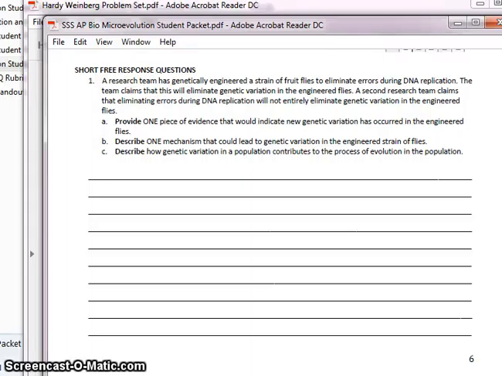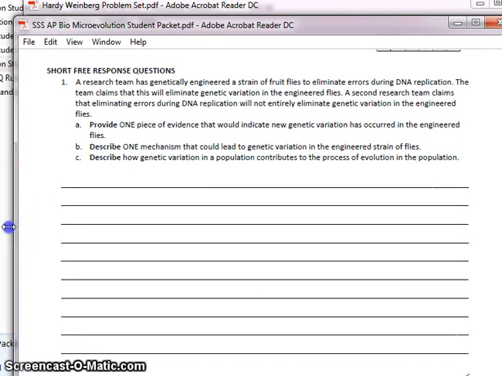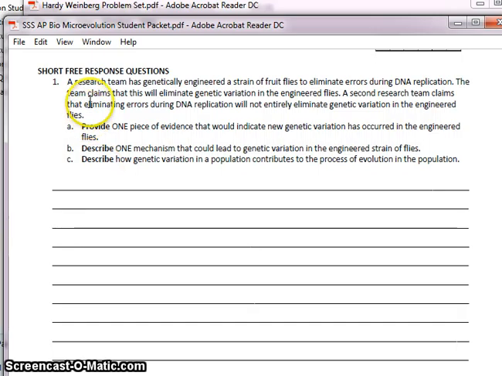Alright, welcome back. We are looking at the third and last Saturday study session of the microevolution review. And for this one, let's make this just a little bit larger. We're going to start by looking at the short free response question.